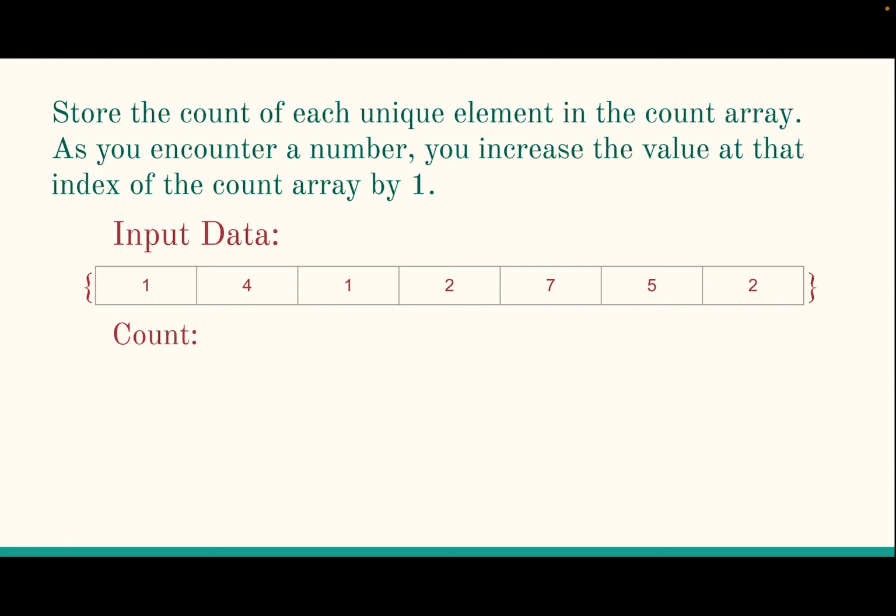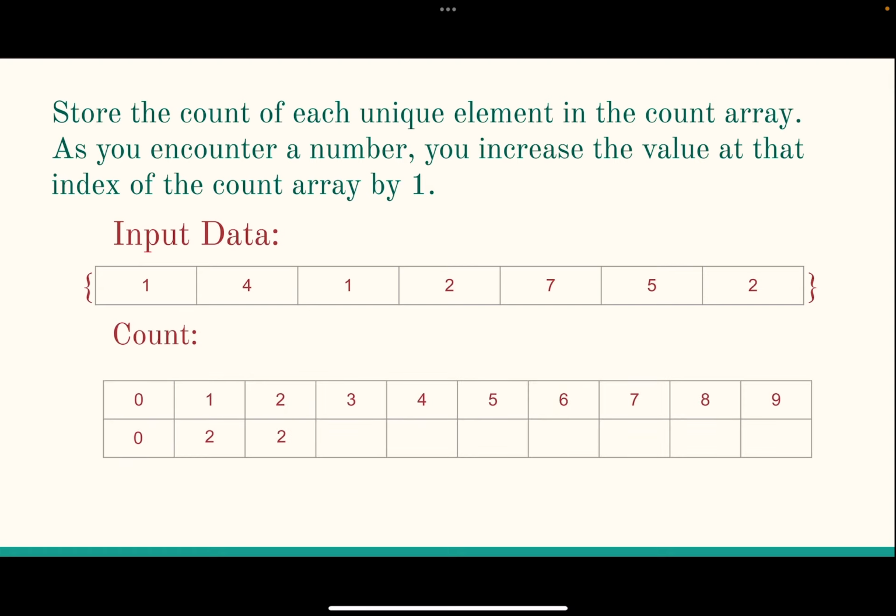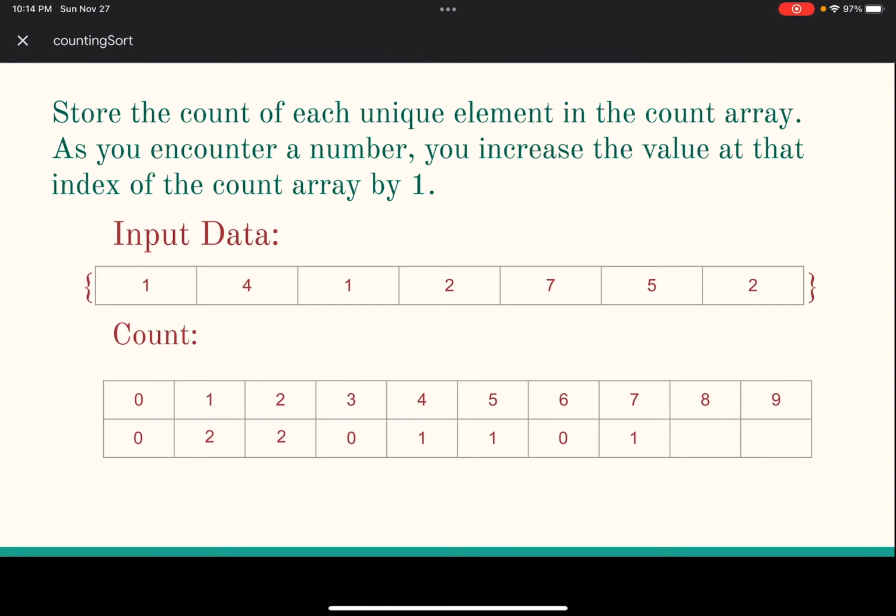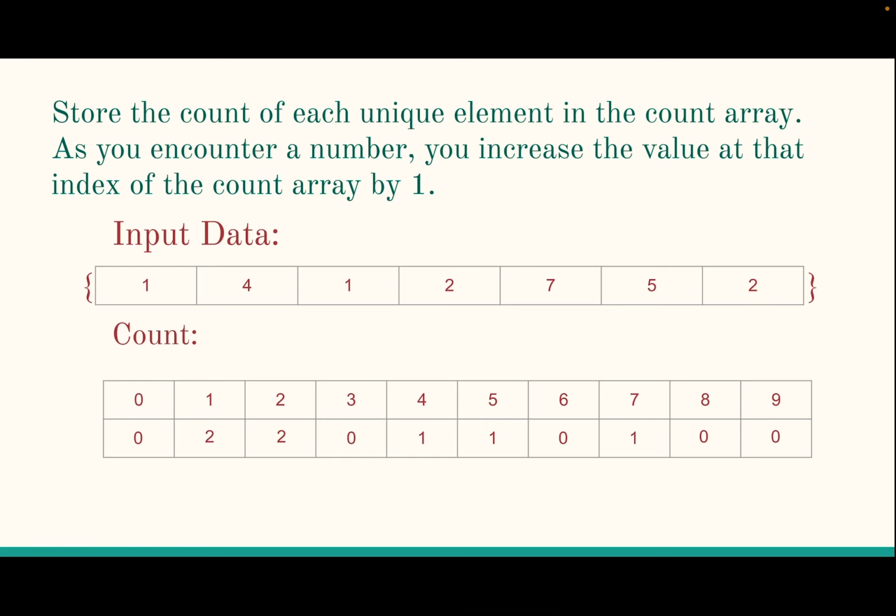Store the count of each unique element in the count array. As you encounter a number, you increase that value of the index count by 1. So it is shown here how there are 0 zeros, 2 1s, 2 2s, 0 3s, and so on.